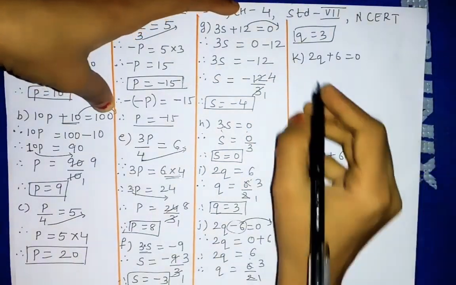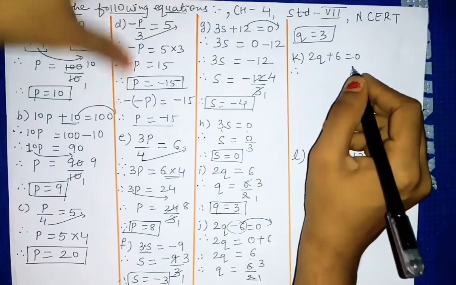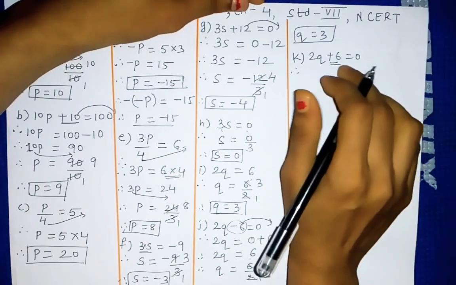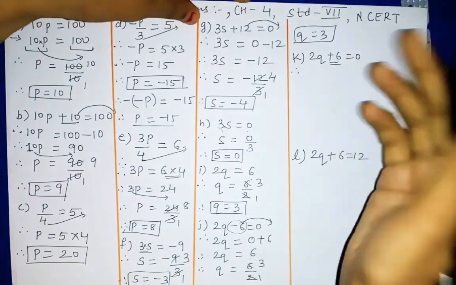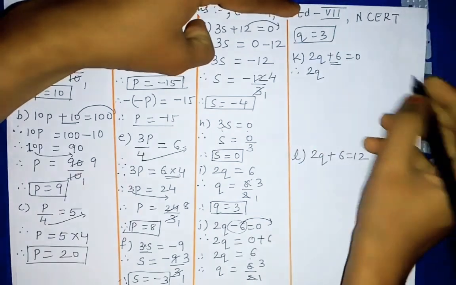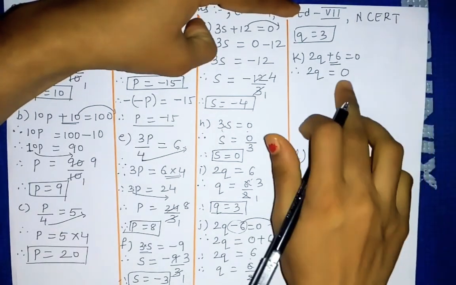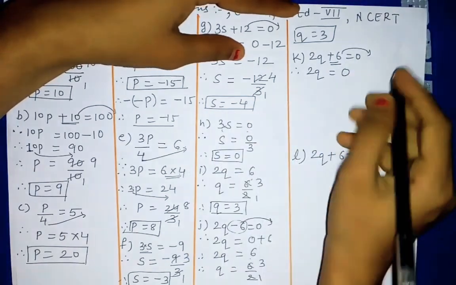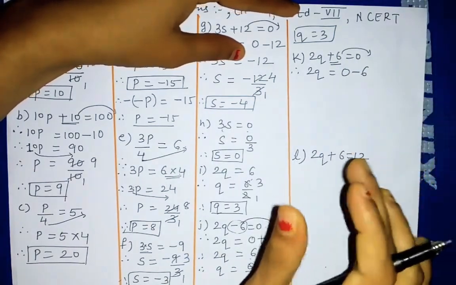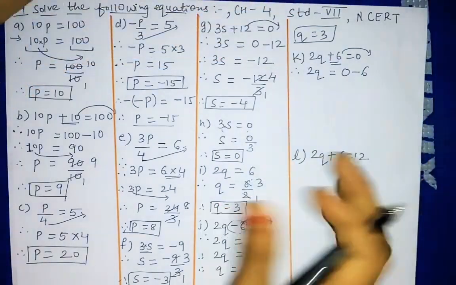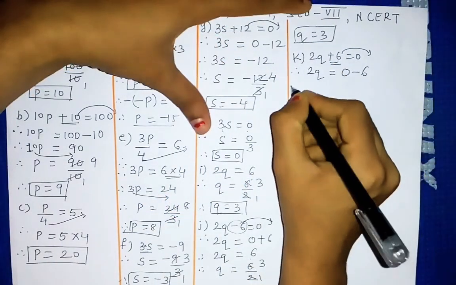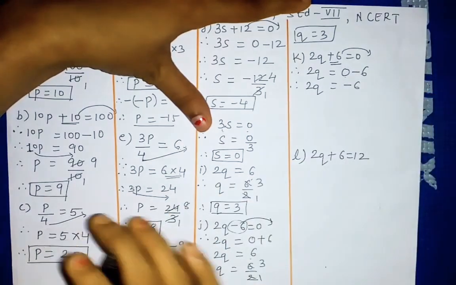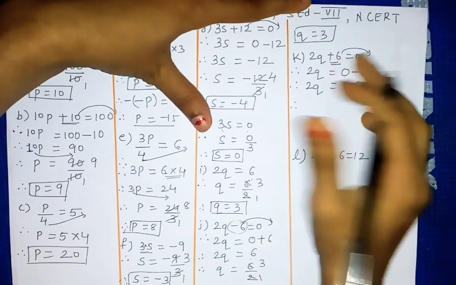Now this is 2q plus 6 equals 0. Now this plus 6 we will take to that side. So it will be minus 6. Sign we have to change. So this side only 2q is left and this side 0 was there. Now plus 6 we are taking here to the RHS. So minus 6. Sign we have to change whenever we move from LHS to RHS. So here 2q and here 0 minus 6 is minus 6. So one step is done, plus 6 removed.